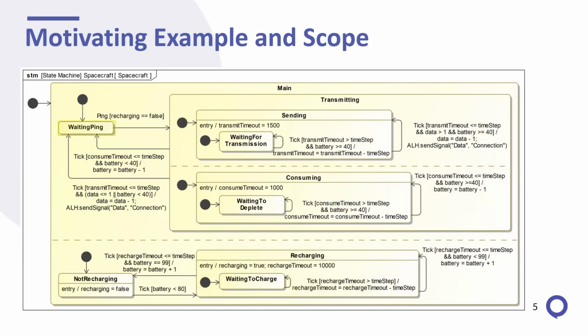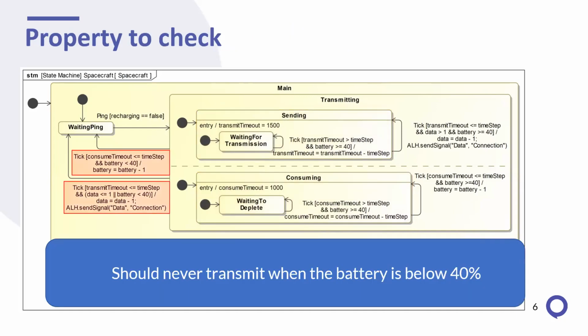In the data transmission, first the state machine is waiting for a ping signal to arrive. As soon as the signal arrives, the state machine starts sending and receiving data packets from the ground station. Meanwhile, the data transmission consumes battery so that the battery will be depleted in the end. Although this state machine is rather simple, we would like to verify that several properties are satisfied by the model. For example, we would like to check that the state machine should never transmit when the battery is below 40.